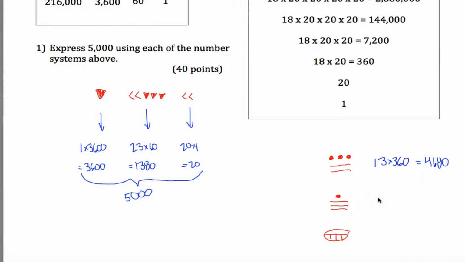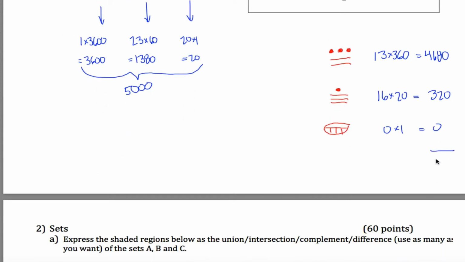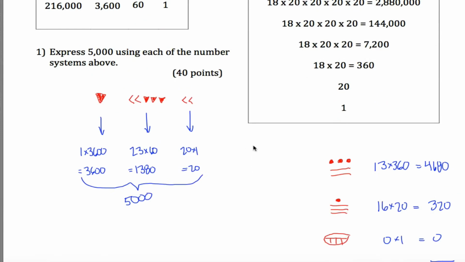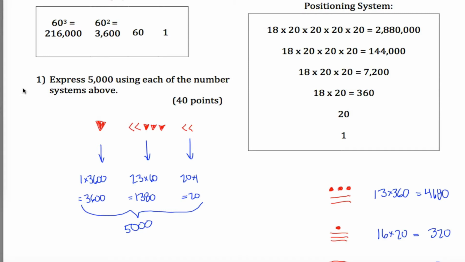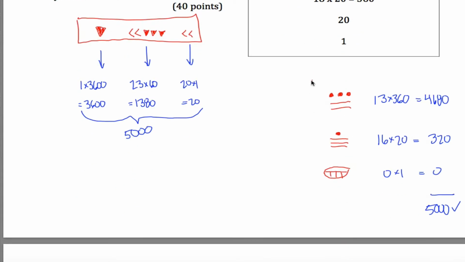And then this is 16 times 20, which was 320. And then this was 0 of these ones, which is just 0. And if you go adding things this way, you'll get your 5,000. Awesome. So the answers are just the things in red. Maybe to make that clear, I'll put a little box around those. But now I've kind of shown my work a little bit too.